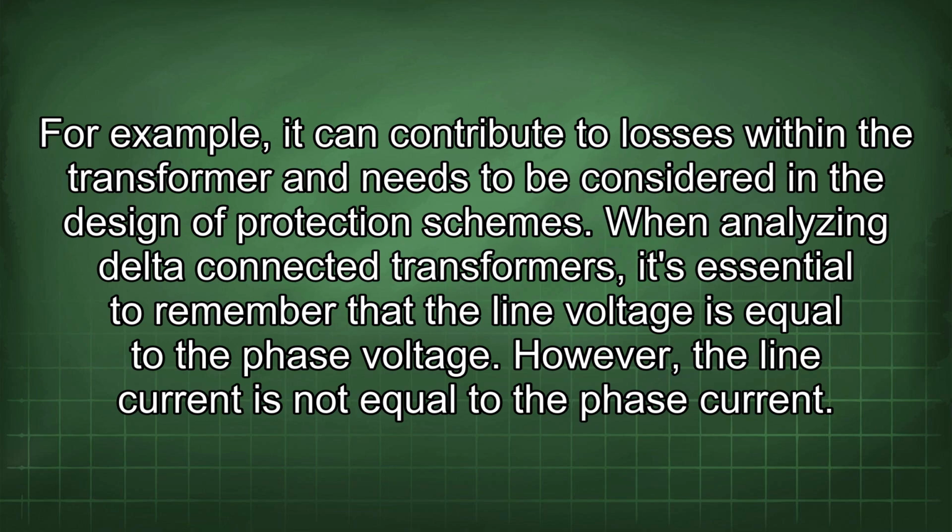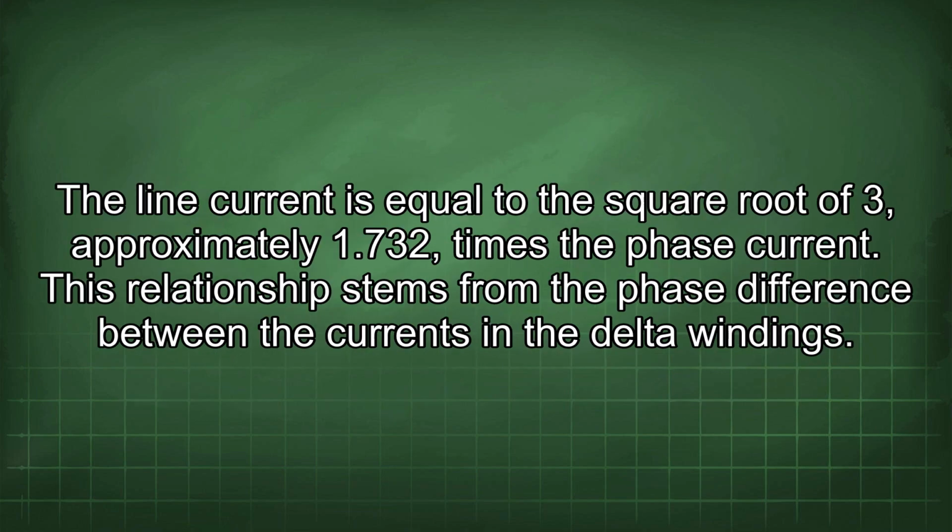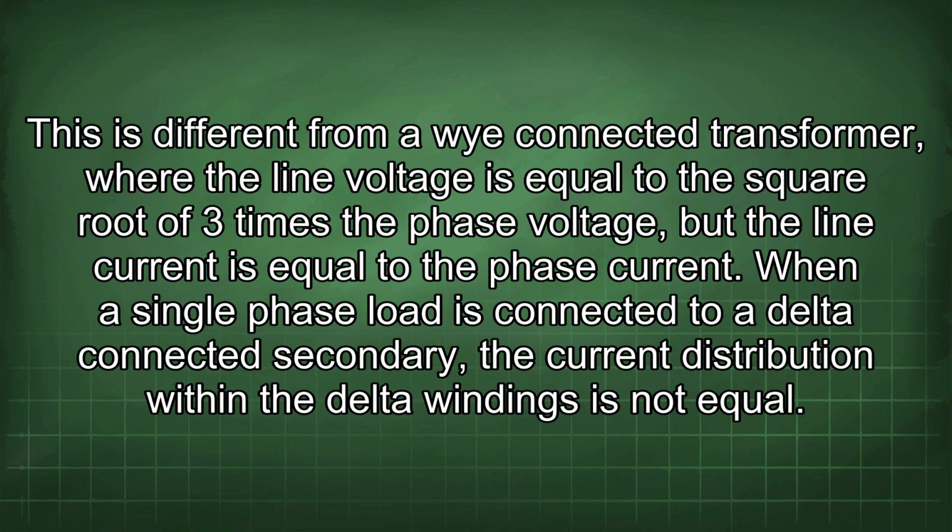When analyzing delta-connected transformers, it's essential to remember that the line voltage is equal to the phase voltage. However, the line current is not equal to the phase current. The line current is equal to the square root of 3, approximately 1.732, times the phase current. This relationship stems from the phase difference between the currents in the delta windings. This is different from a Y-connected transformer, where the line voltage is equal to the square root of 3 times the phase voltage, but the line current is equal to the phase current.